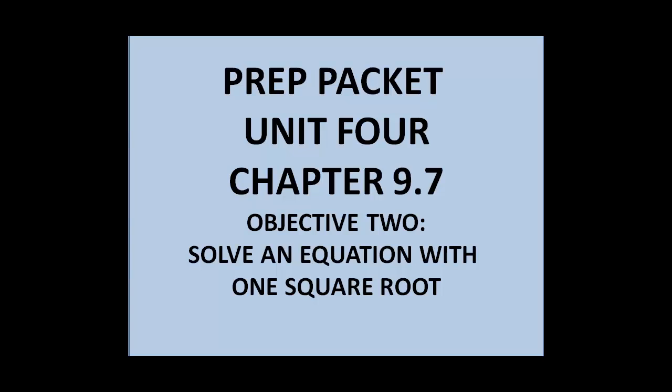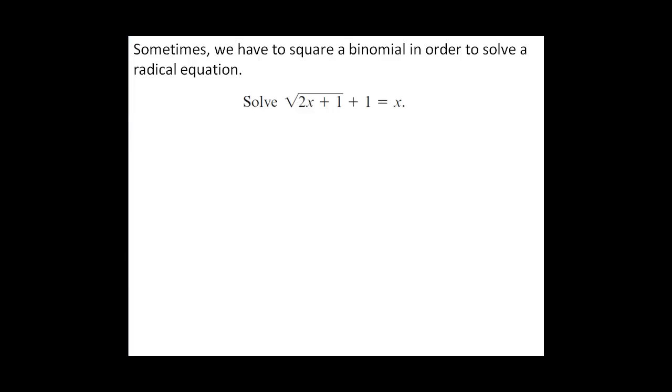This is the prep packet video for Unit 4, Chapter 9.7, Objective 2, where we work on solving an equation with one square root. So sometimes we have to square a binomial in order to solve a radical equation. So let's take a look at this example.